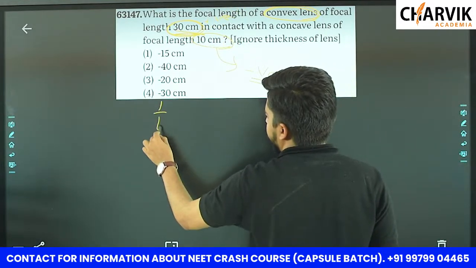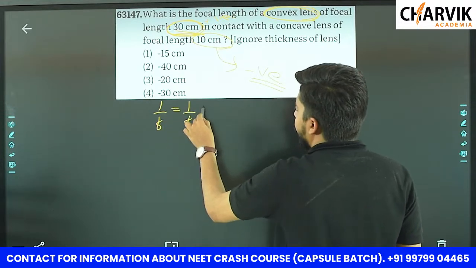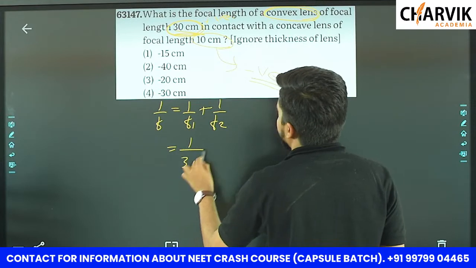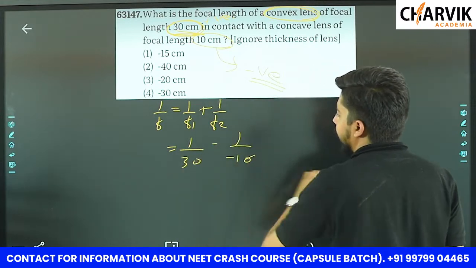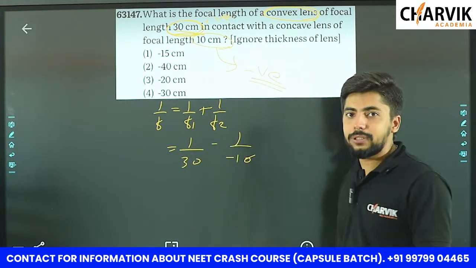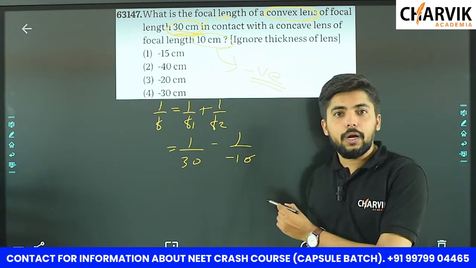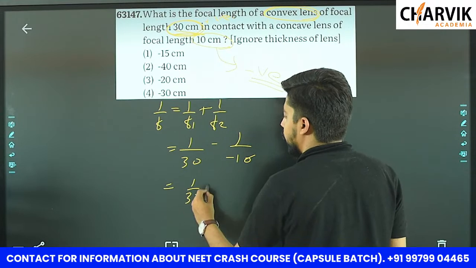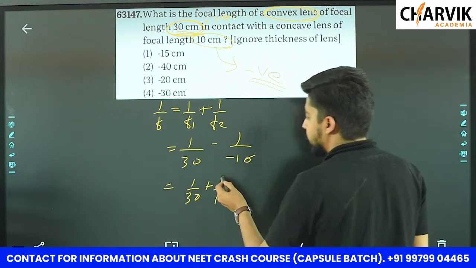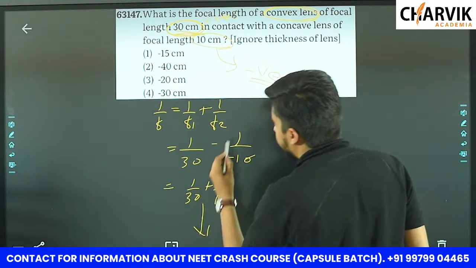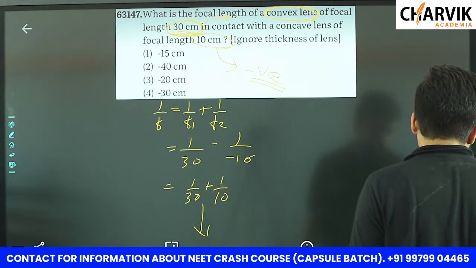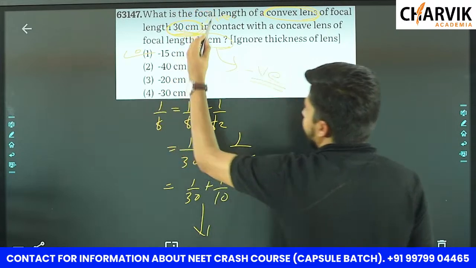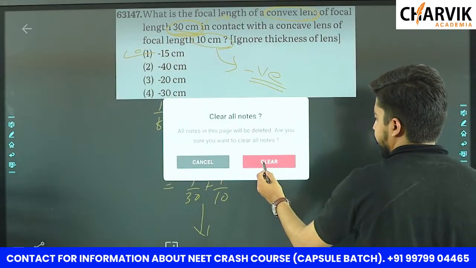So it becomes 1 upon f is equals to 1 upon f1 plus 1 upon f2, which is equals to 1 upon 30 minus 1 upon minus 10. This should be taken minus because it is the focal length of the concave lens. Minus minus becomes plus. So it becomes 1 upon 30 plus 1 upon 10. Just do the further calculations, and by doing this, you will get the answer, which is minus 15 centimeter, and it is given in option number 1.